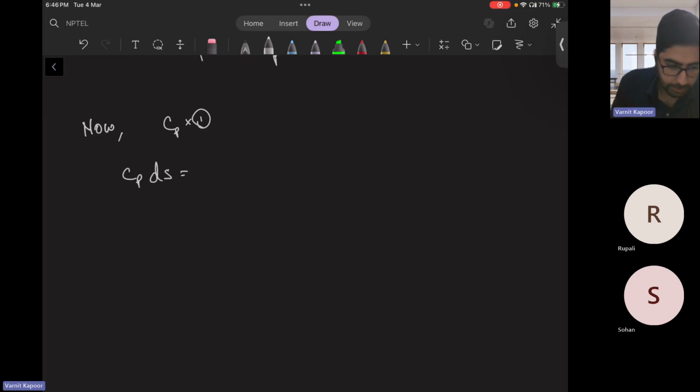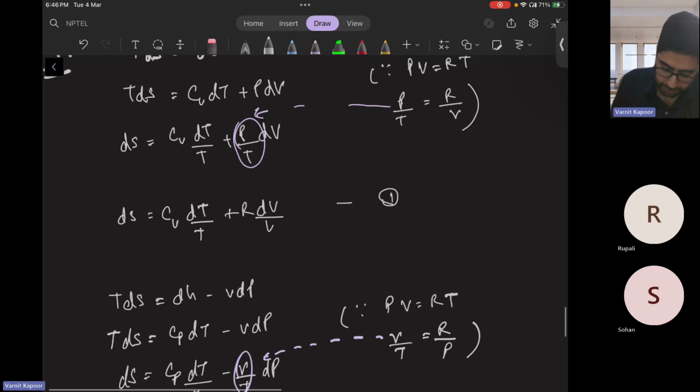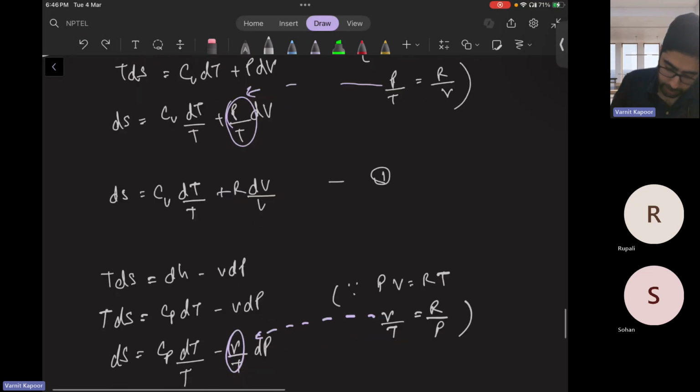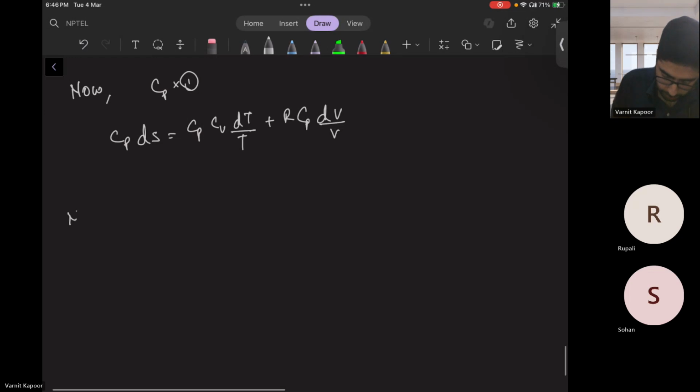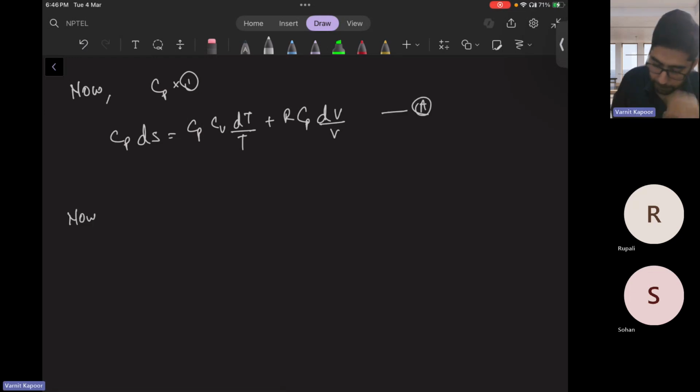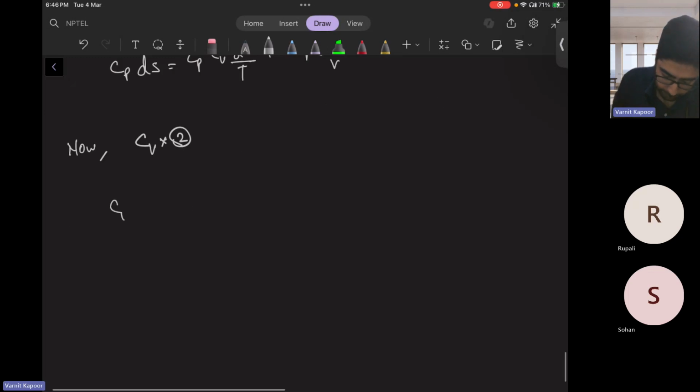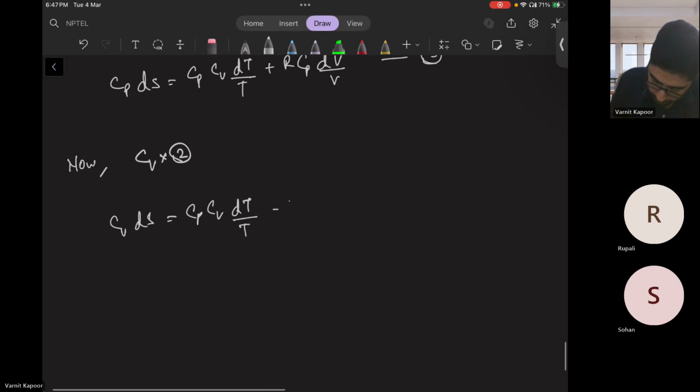Cp dS is Cp Cv dT by T plus R Cp dV by V. The equation 1 was this, so if you multiply Cp here, you get that equation. Let us name this equation as 3. Now multiply equation 2 by Cv. So this is Cv dS is Cp Cv dT by T minus R Cv dP by P. And this equation is 4.